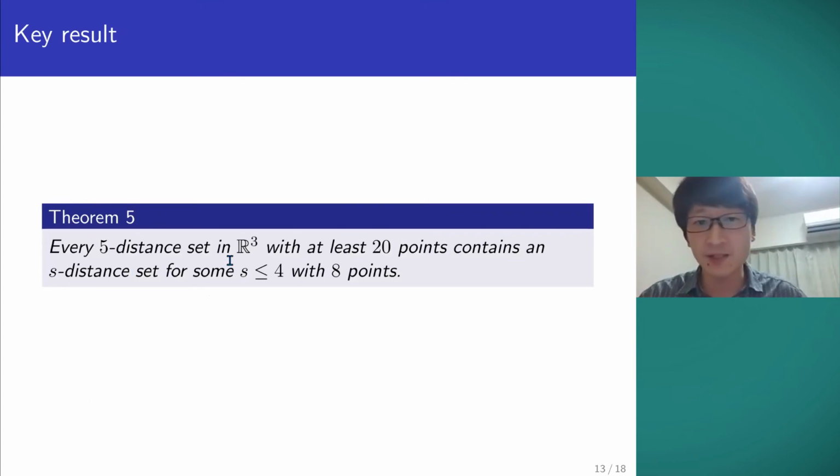Every 5-distance set in R^3 with at least 20 points contains an S-distance set for some S, where S is at most 4, with 8 points. This is the key result. By this theorem, we can reduce much computational cost, so this theorem is very important. Next, the speaker Masashi Shinohara will talk about this theorem in detail.